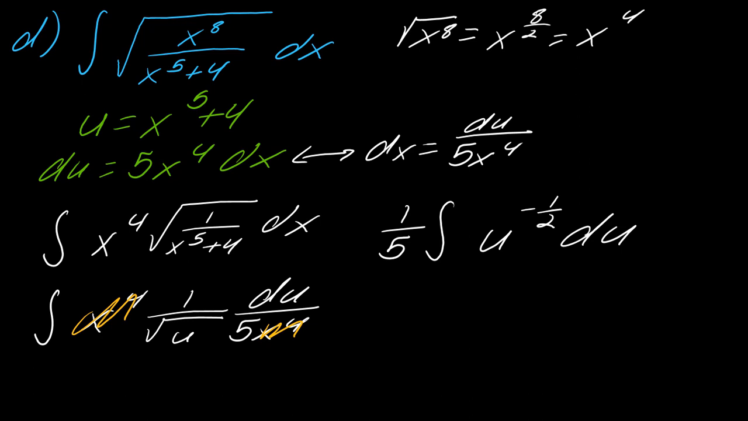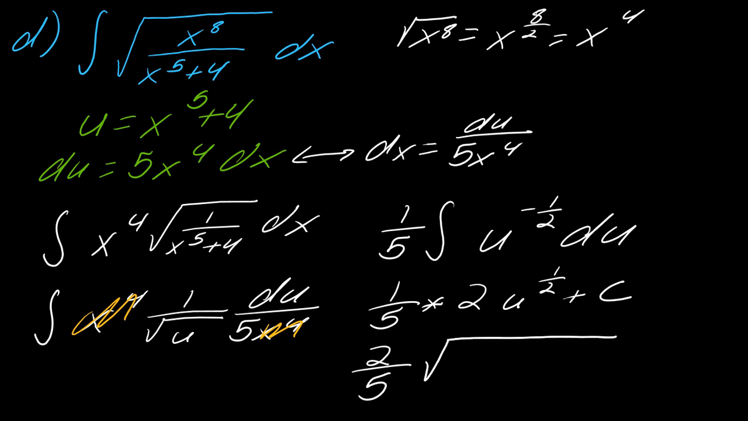Okay, and so now that I can work with, right? So this will become 1/5 times 2u to the 1/2 plus c. So ultimately this becomes 2/5 times the square root of x to the 5th plus 4 plus c. And so there you have it. So it required a little bit more creativity and also a little manipulation.